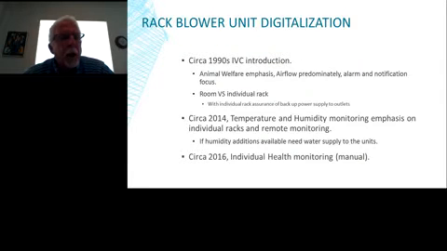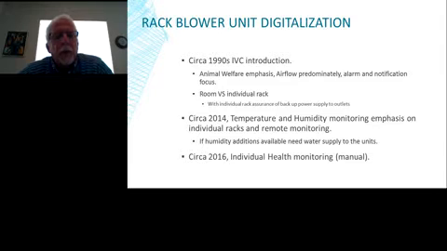As another example, I wanted to go into the rack blower unit digitalization. Circa 1990, with the introduction of IVCs, there was a lab animal welfare emphasis in airflow predominantly, and the alarm and notification focus with these blower units. The room versus individual rack. For the individual rack, the assurance of backup power to supply units was another critical component for animal welfare. And with these, we also saw a little better ventilation control per rack than in the rooms overall. Rooms were very hard to control.